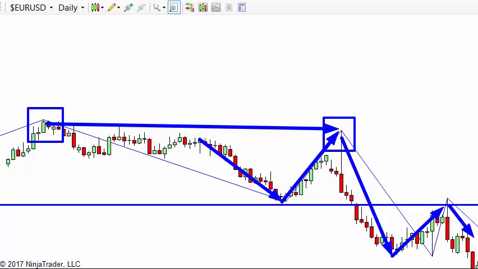And again, there's no magic to that. It's just that when a lot of people see it, then mass psychology kicks in, and when a lot of people see something, they respond to it, and therefore it does affect the market.